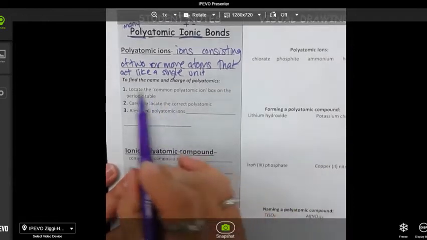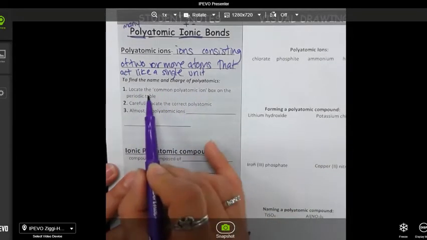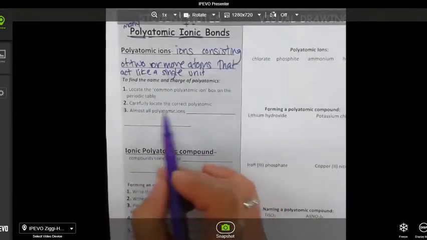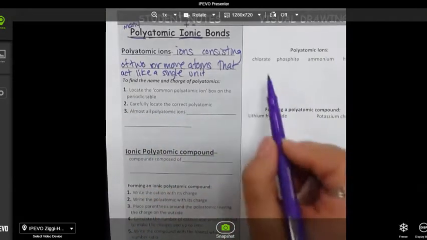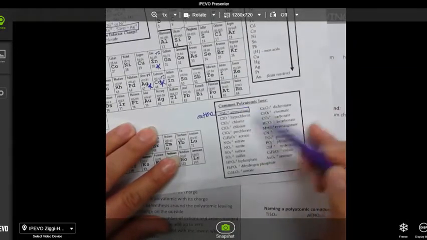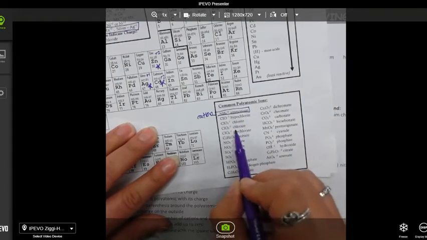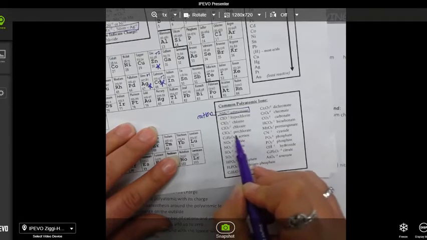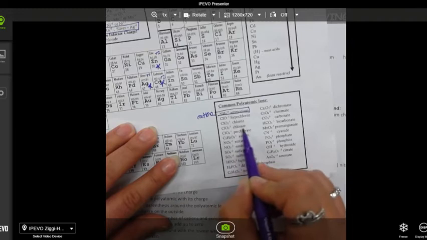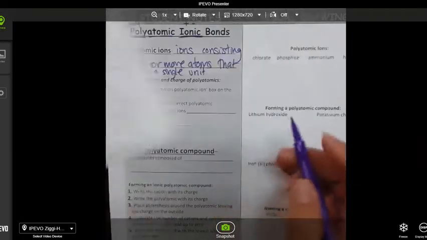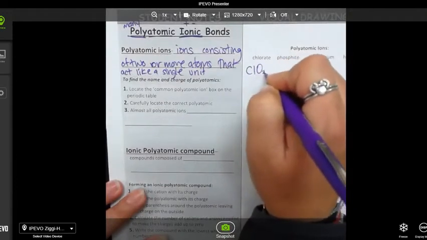So in order to find the name and charge of a polyatomic, we need to locate the common polyatomic ion box of the periodic table, which is here, and carefully locate the correct polyatomic. For example, for chlorate, I'm going to search this box for chlorate. Here it is. Now be careful, because there's a hypochlorite, a chlorite, a chlorate, and a perchlorate. You have to pay attention to the beginnings and endings of these polyatomics because they're all different. So here's chlorate, and chlorate is ClO3 with a -1 charge.